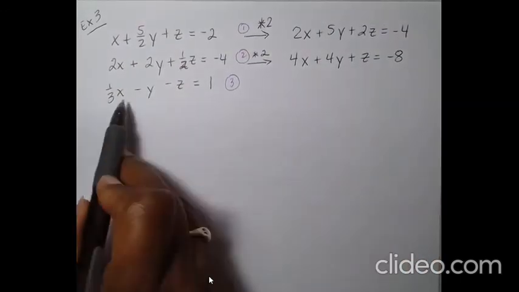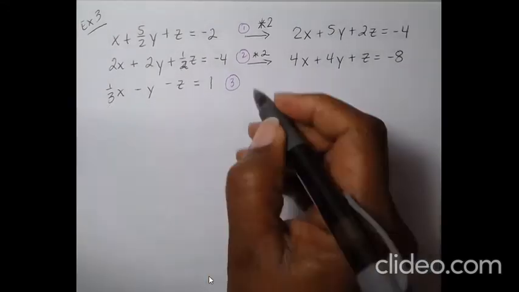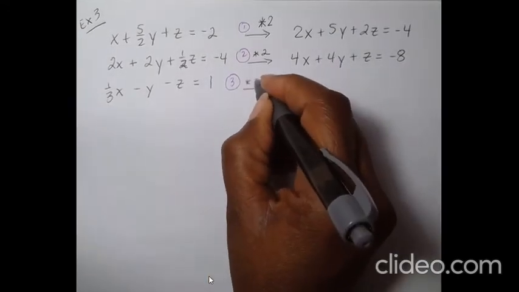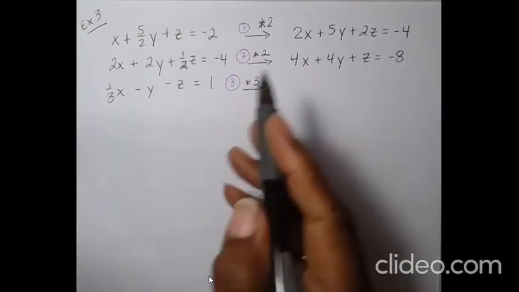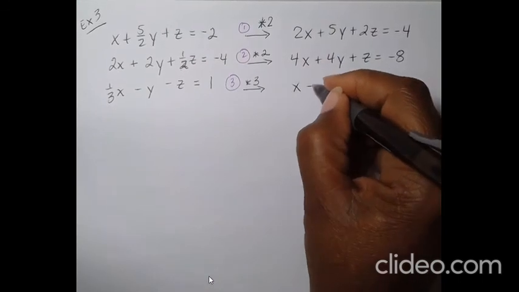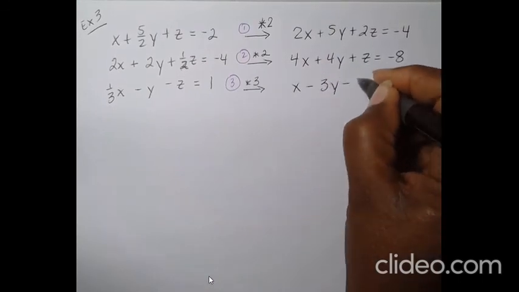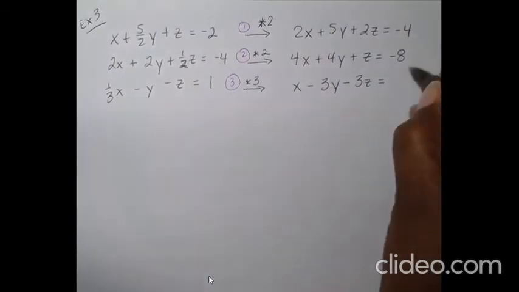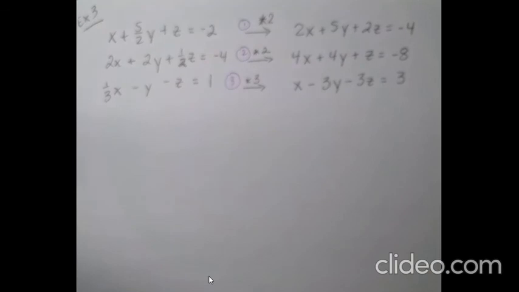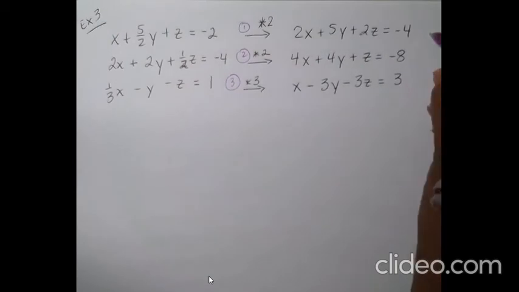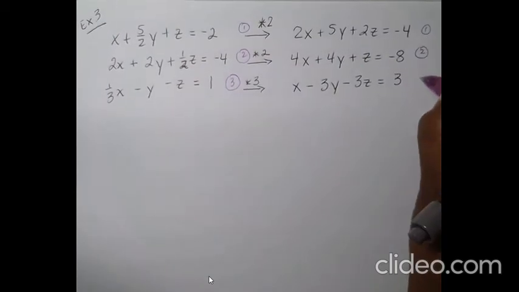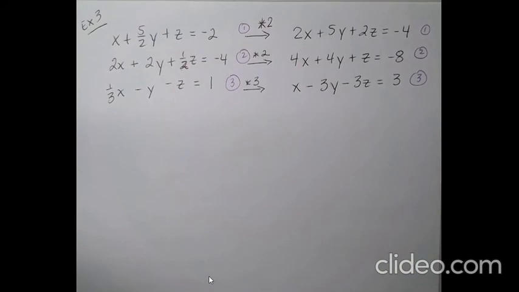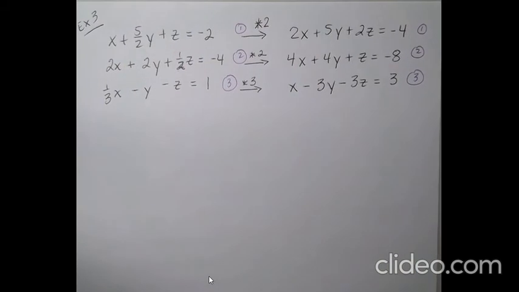Last but not least, we're going to multiply this equation by 3, so that we can get rid of this fraction here. So we're left with x minus 3y minus 3z equals 3. These are our new equations 1, 2, and 3. We've just gotten rid of the fractions.